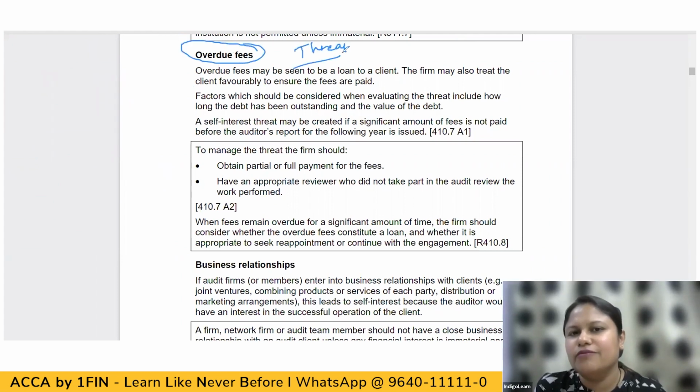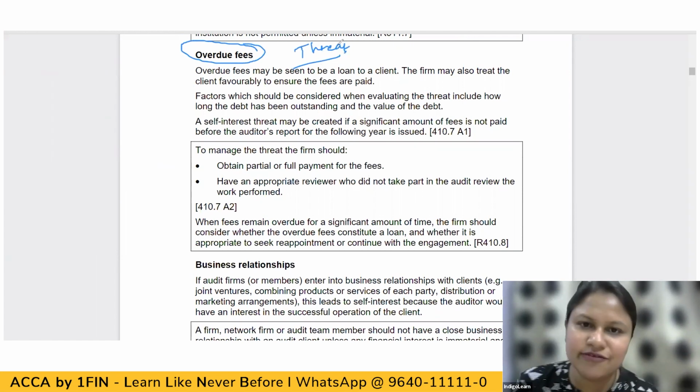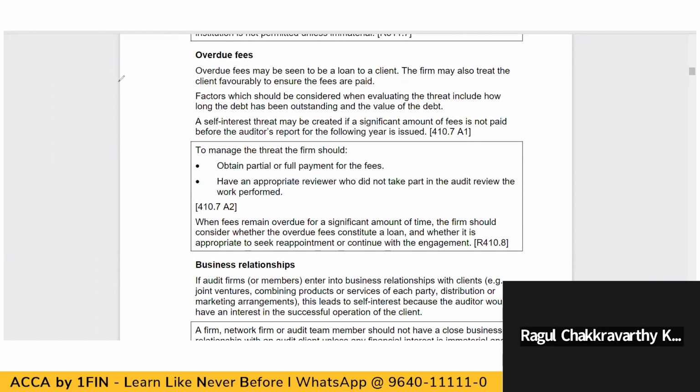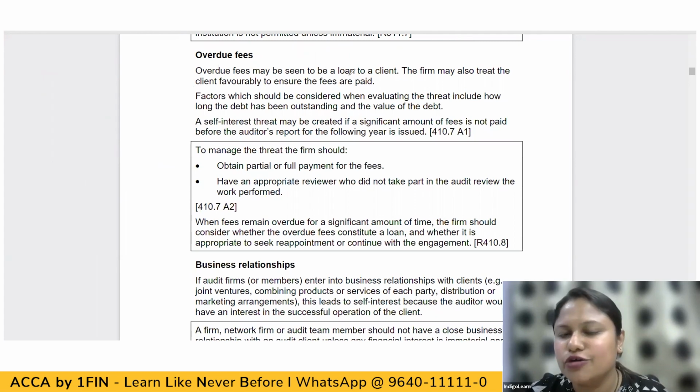And in our field, fees being overdue is a very big thing. Very rarely do we receive money on time from the clients. Overdue fees may be seen to be a loan to the client.